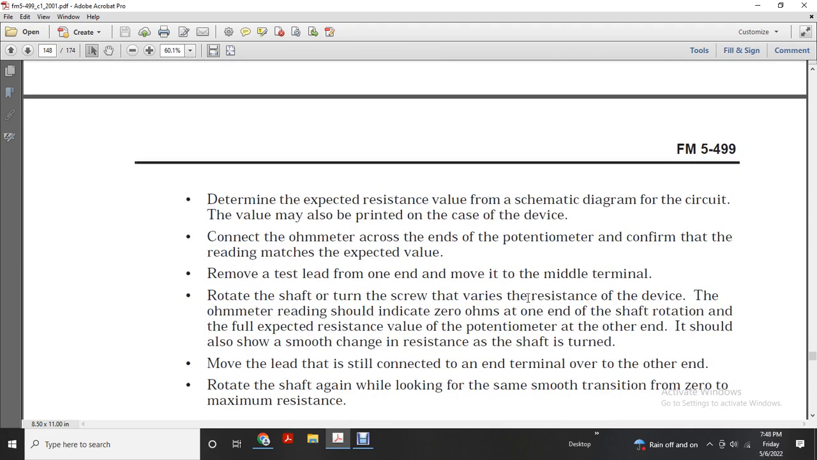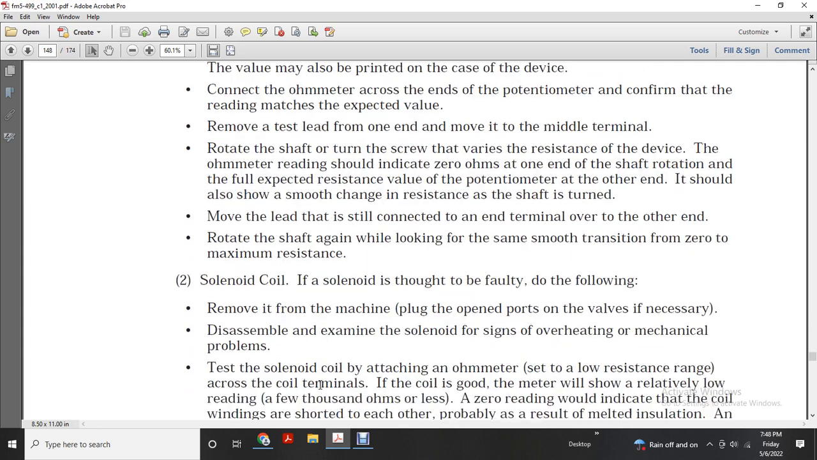Rotate the shaft, the turn of the screw that varies the resistance of the device. The ohmmeter reading should indicate 0 ohms at one end of the shaft rotation, and the full resistance value of the potentiometer at the other end. It should also show a smooth change as the shaft is turned. Move the lead that is still connected to the end terminal over to the other end. Rotate the shaft again, looking for the same smooth transition from 0 to maximum resistance.